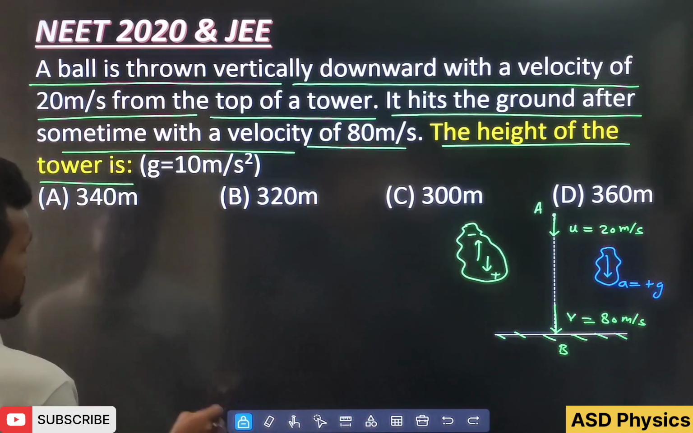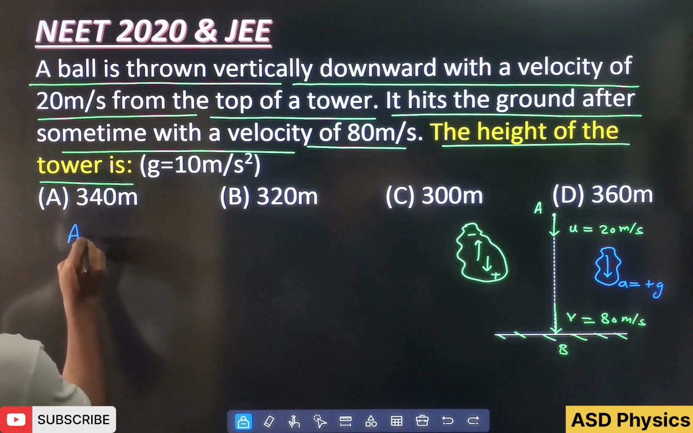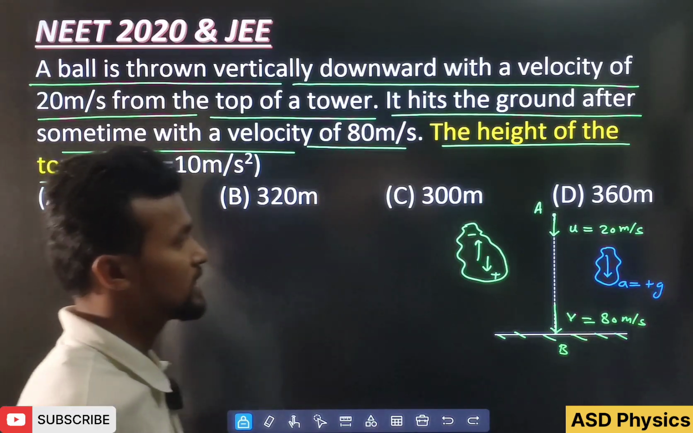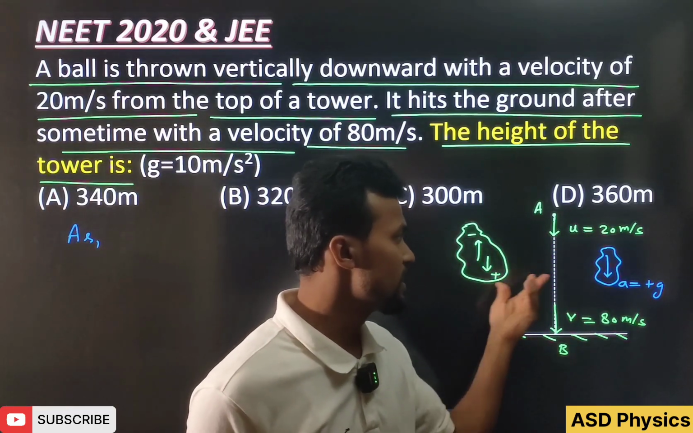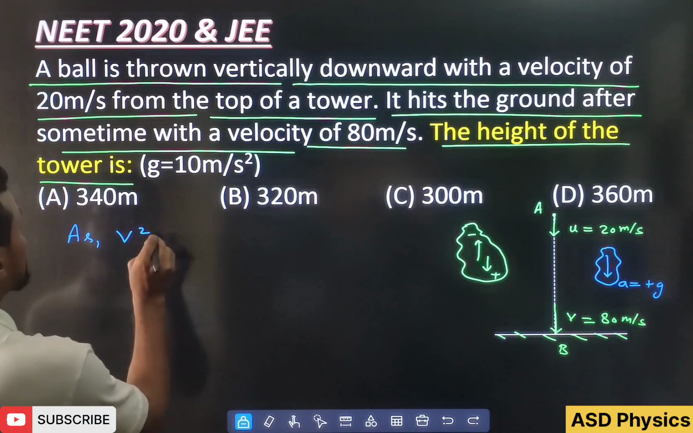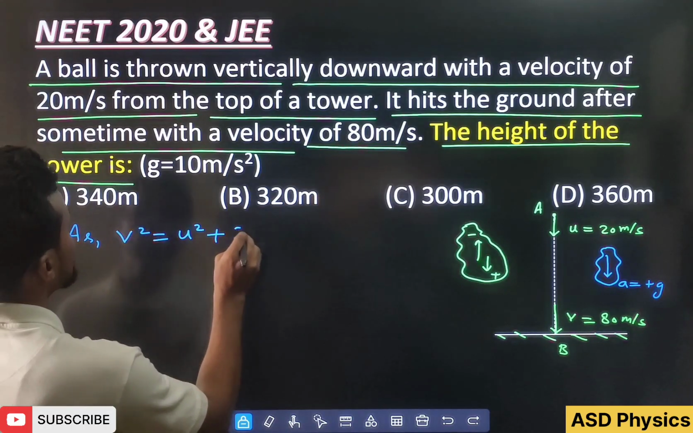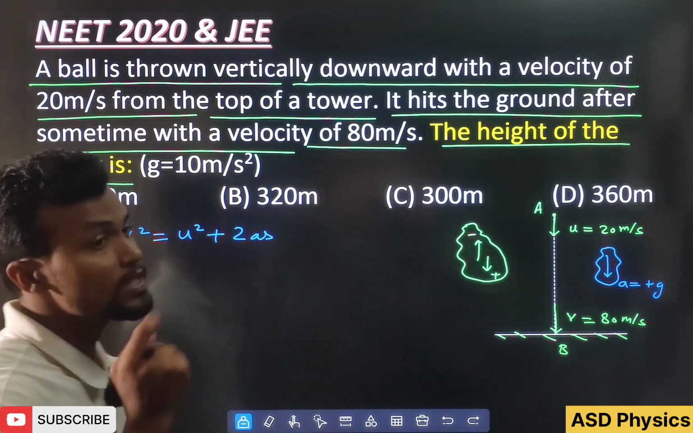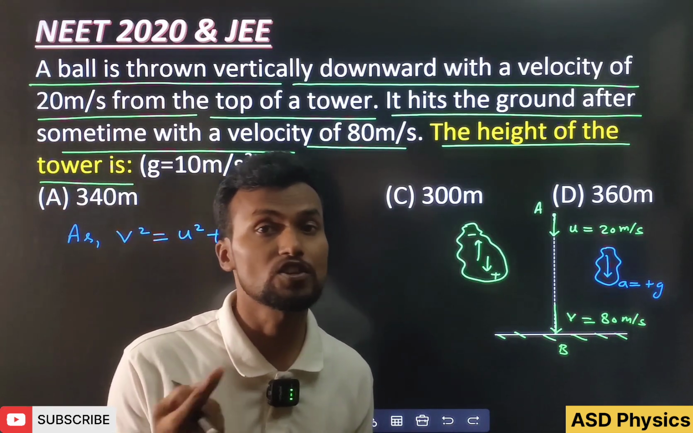Okay, so if we use the equation of motion here, u is given, v is given, and we want the height, the height of the tower. So for S we will use the formula v square equal to u square plus 2as. Based upon our intelligence, we have to choose the equation of motion.